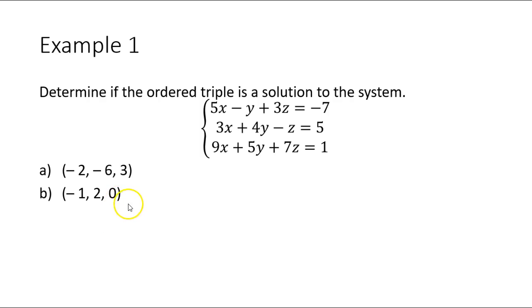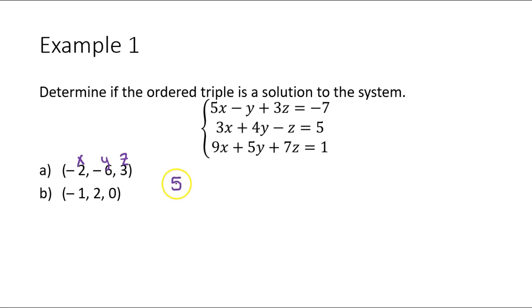In order for it to be a solution, the ordered triple has to work in all 3 of the equations. So what we're going to do is fill in the first number for x, the second number for y, and the third number for z, and fill it into each of the equations until all of them work or we find one of them that does not work.